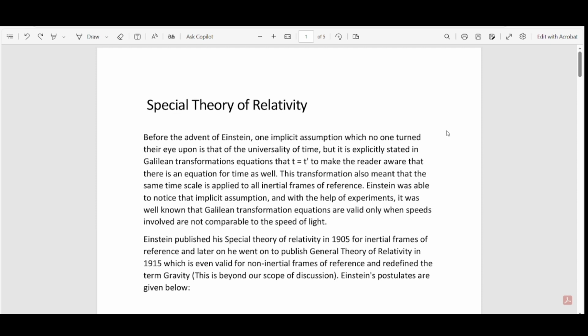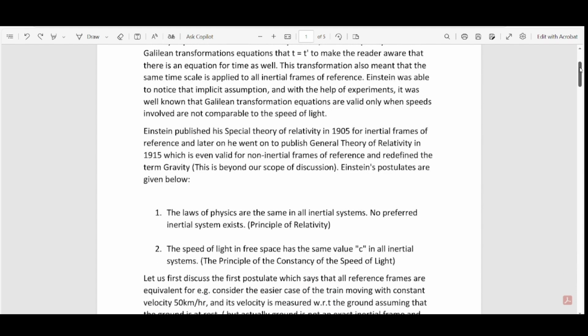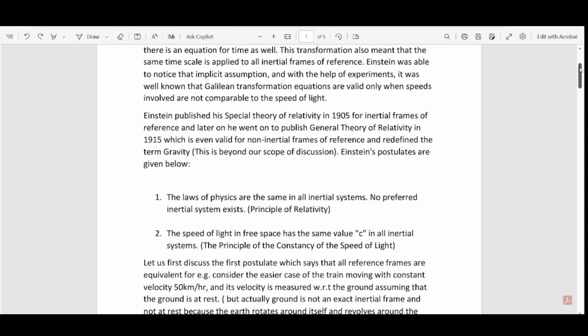Let us not discuss that, but for today we will discuss the postulates of the special theory of relativity. What are those two postulates? One is that the laws of physics are the same in all inertial systems. No preferred inertial system exists. This is called the principle of relativity.